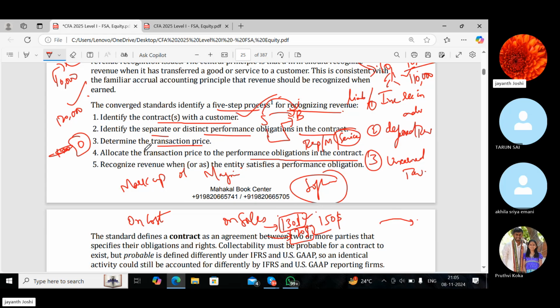And then finally, all things done, recognize revenue when or as the entity satisfies a performance obligation. That means when you have made a contract with the customer, mentioned a distinct performance obligation, calculated the transaction price, and done the allocation of the transaction price for the performance obligation, all things done, then you will be collecting the money, providing the goods and passing all the risk and reward in the good to the customer. You will be satisfying your performance obligation, and you can recognize the revenue. That's it.